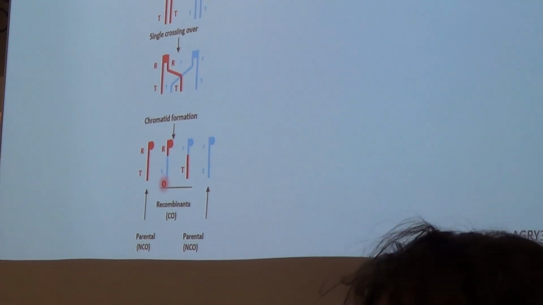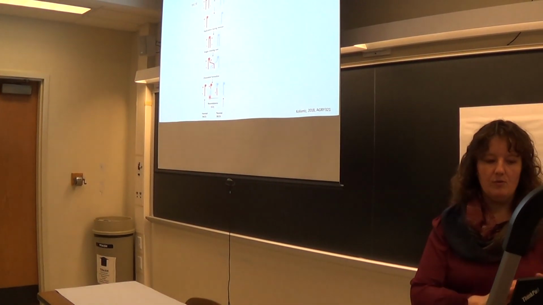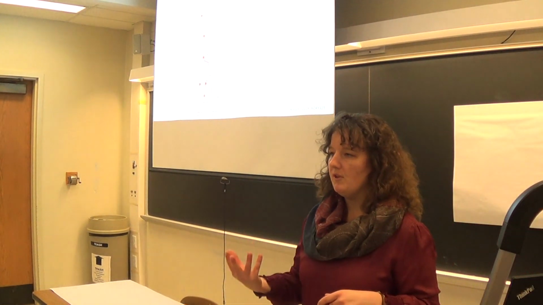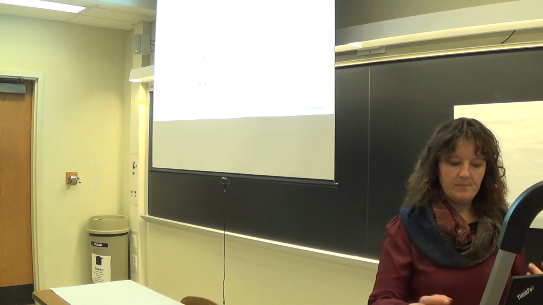Now they differ in their phenotype. They are not the parental types. So if you calculate recombination frequency, now you count the recombinants, which is 2, over the total of 4, and you have 50% recombination frequency.